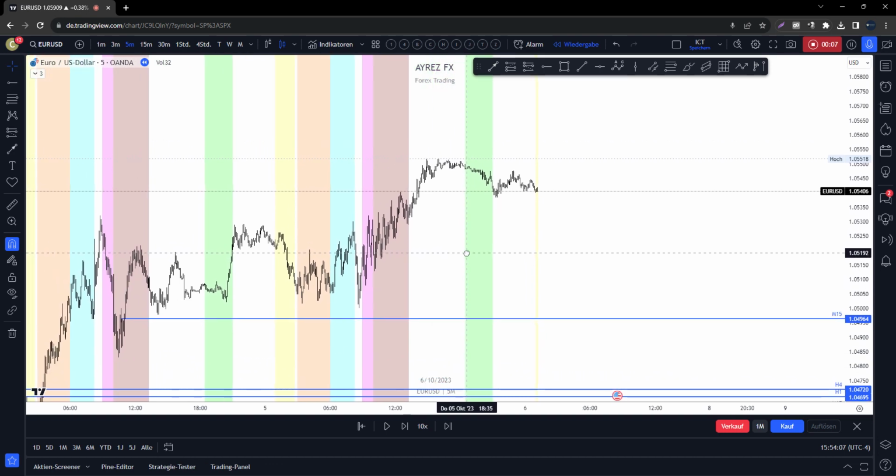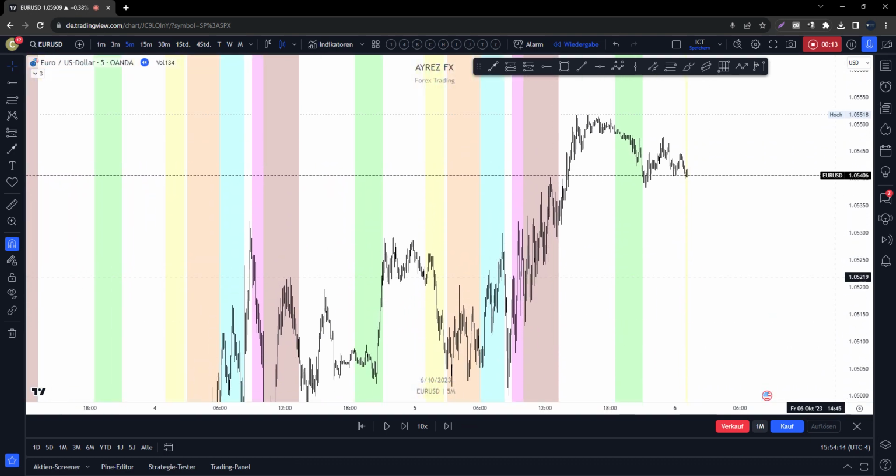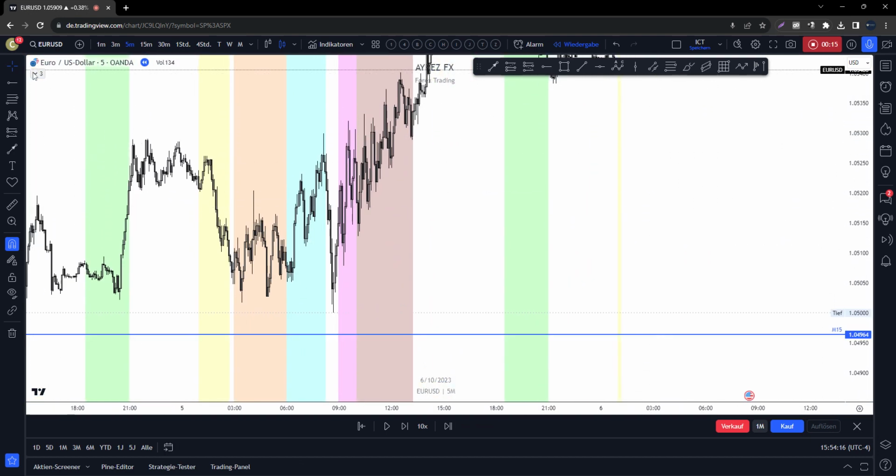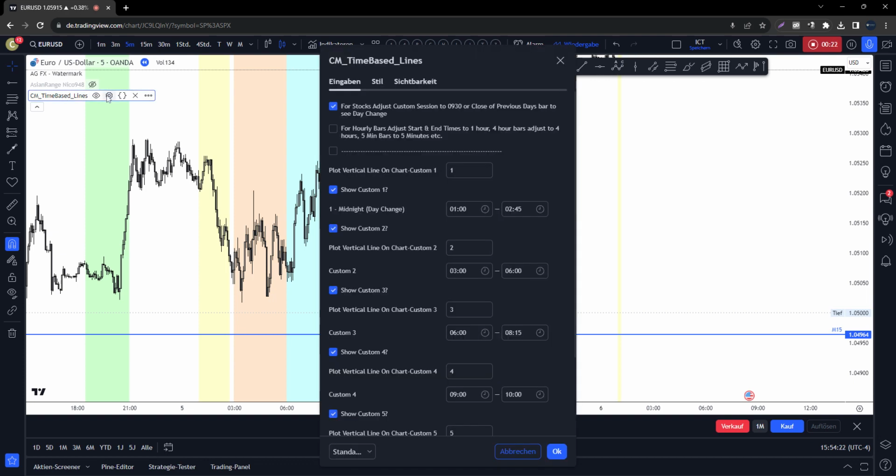I will explain my strategy, how I trade, what I trade, what trades I took, and so let's go. First of all, I show you just my indicators I take. I only have like one indicator, it's a time-based indicator for the sessions.